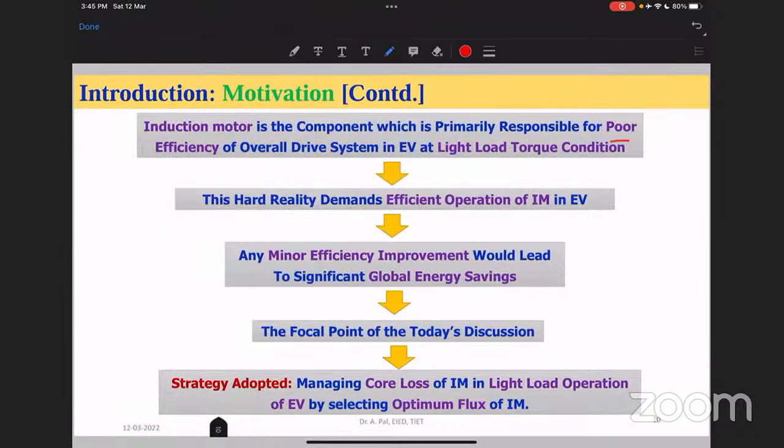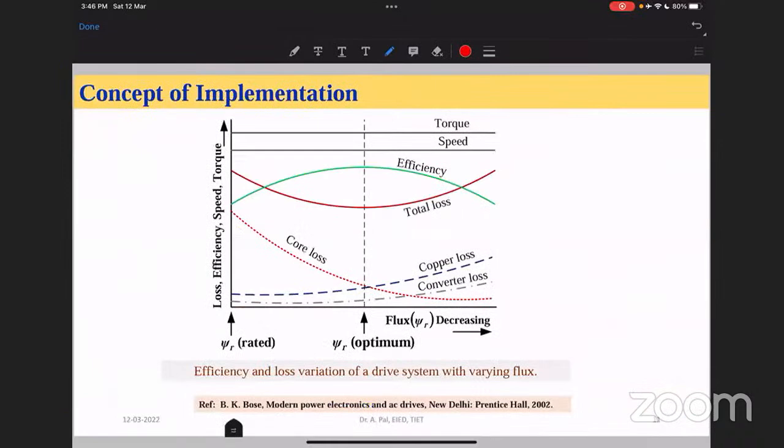We already studied the induction motor characteristics. So at light load conditions, we know which loss is dominating in an induction motor. That is core loss. So if we try to minimize the core loss, then we can improve the efficiency. That is the idea. So here, the concept of implementation is that we try to minimize the core loss and we will improve the efficiency.